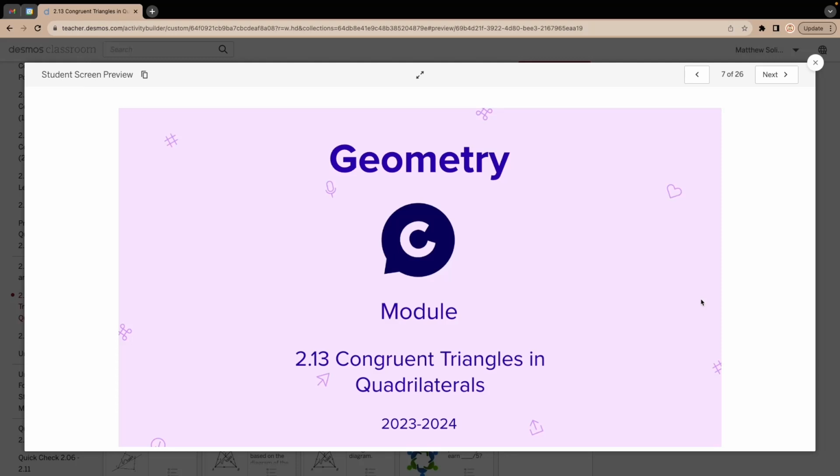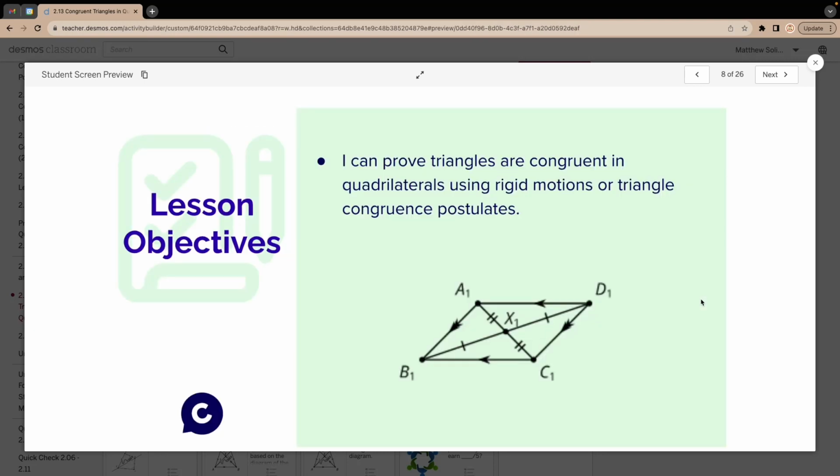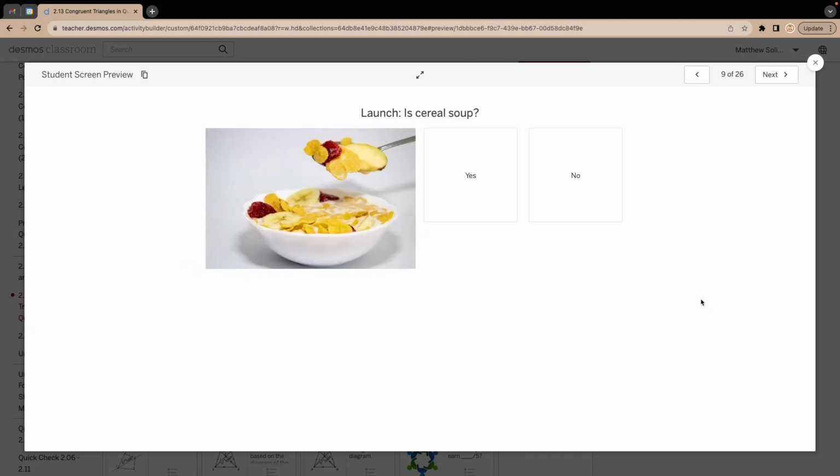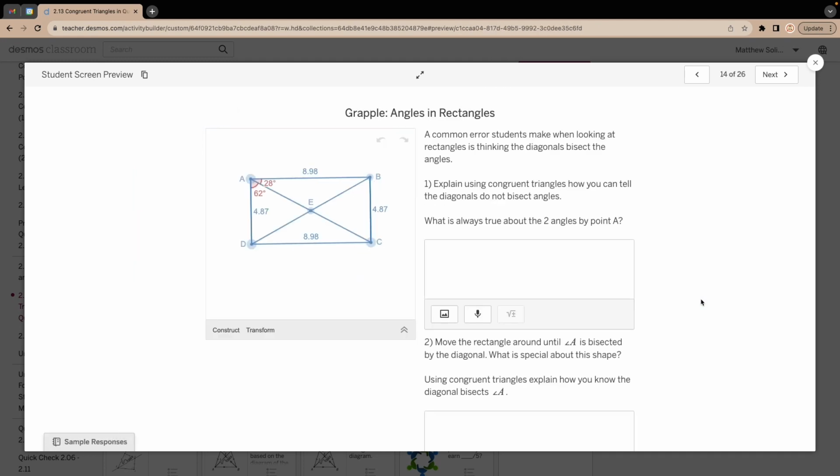Last lesson of Unit 2, we're going to talk about combining quadrilaterals and triangle congruence proofs in one proof here. So that's our goal. We're going to prove triangles are congruent using properties of quadrilaterals. I'm going to skip ahead real quick.